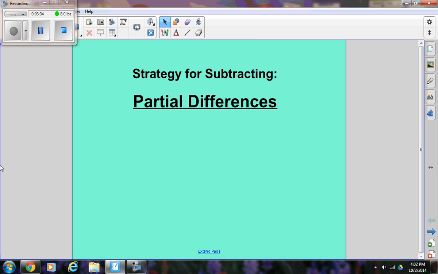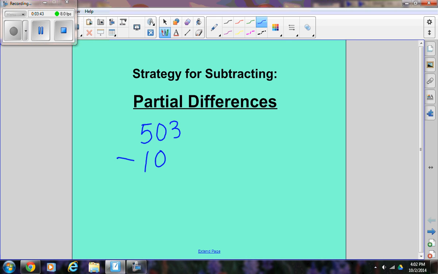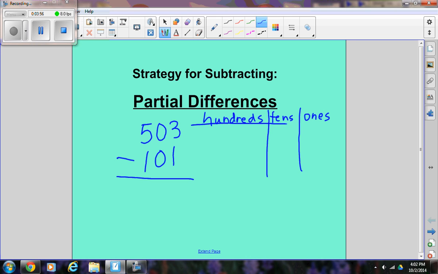Okay, I'm going to show you one more problem. For our last problem, if I have 503, take away 101, I am going to expand my number. I know I have hundreds. I know I have tens. And I also have ones. So I'm going to start with my hundreds, 500. 0 tens and 3 ones in 503. Then I have 101, I have 100, 0 tens again, and I have 1 one.